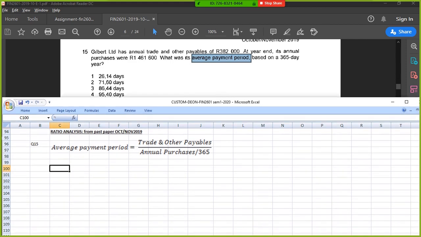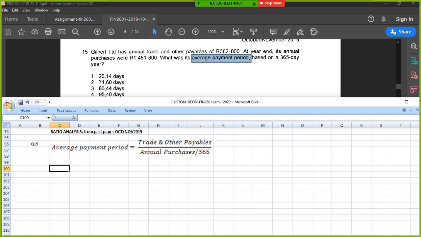So it's the average payment period for that question. Will that be all? Yes, so when you read the question, you're looking for ratios that you know from your notes in terms of textbook content. When I read this, the only thing that stands out here is the average payment period. So now you know exactly what you're going to be using.